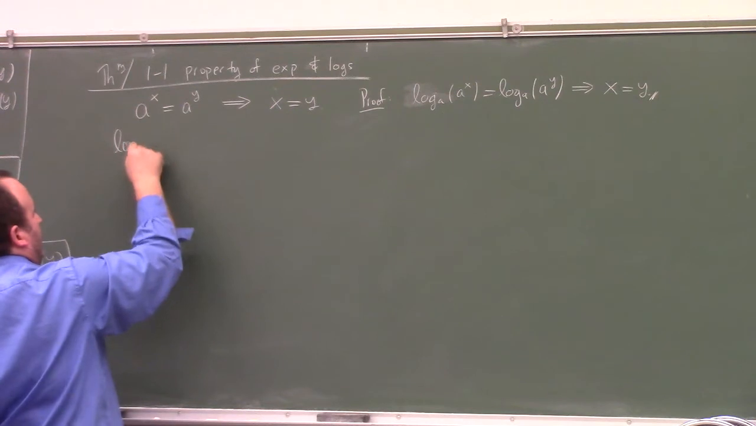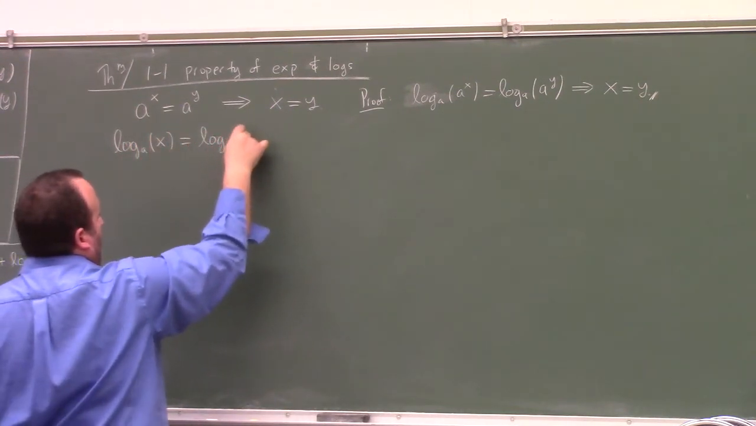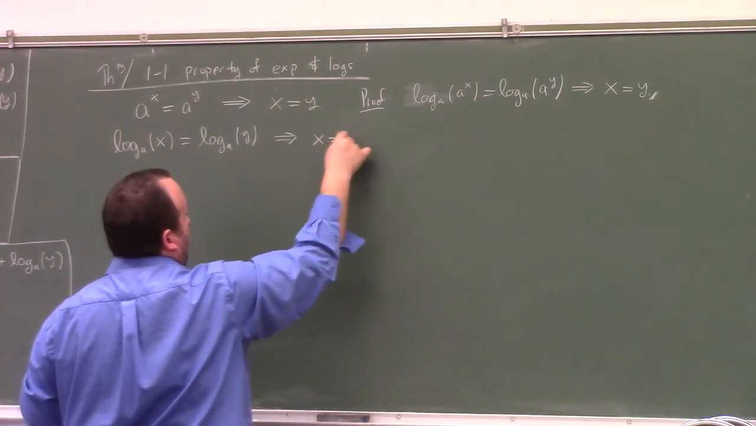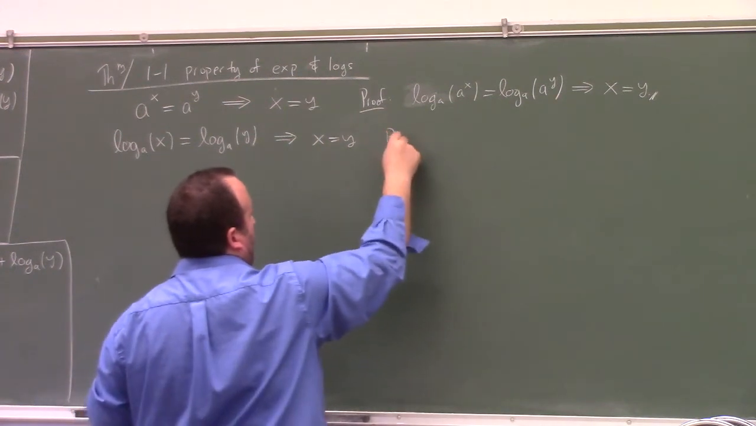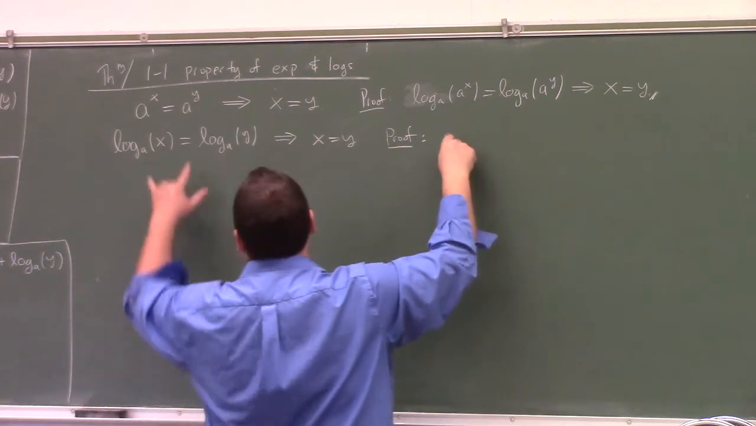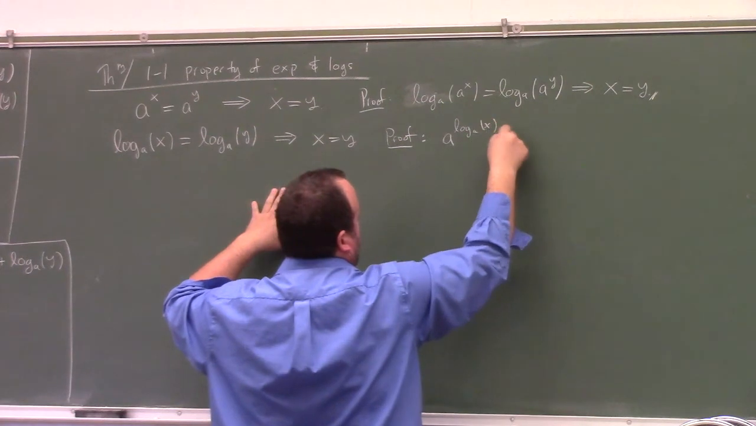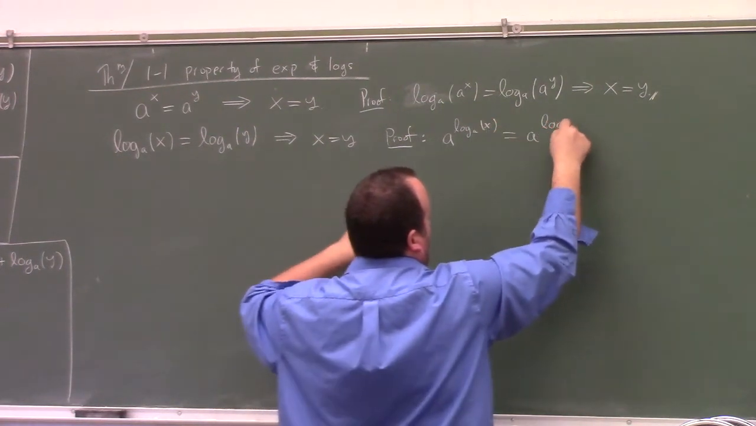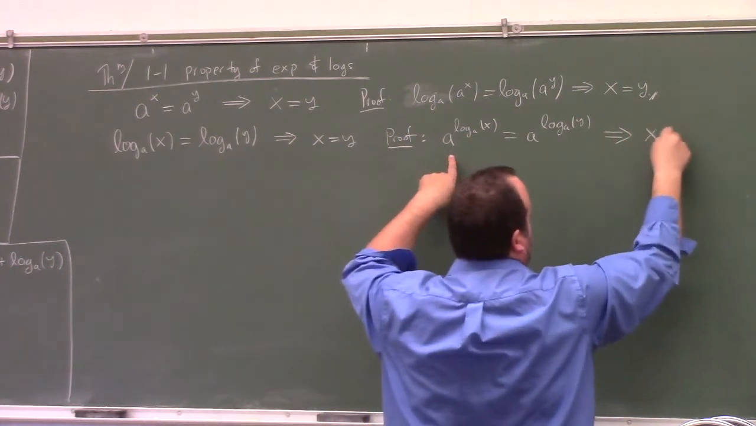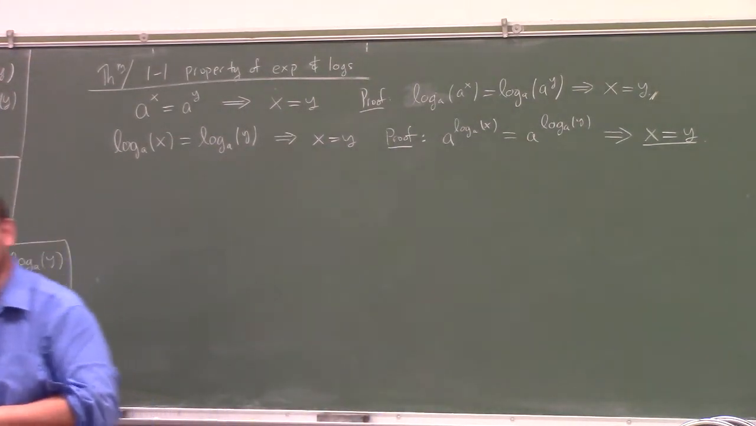If I have log base a of x equals log base a of y, that implies x equals y, right? What's the proof of that? I don't do many proofs in here, but here I think it's warranted. I just take a to both sides: a to the log base a of x equals a to the log base a of y. But that tells me, again, x equals y because the log and the exponential are inverse functions.